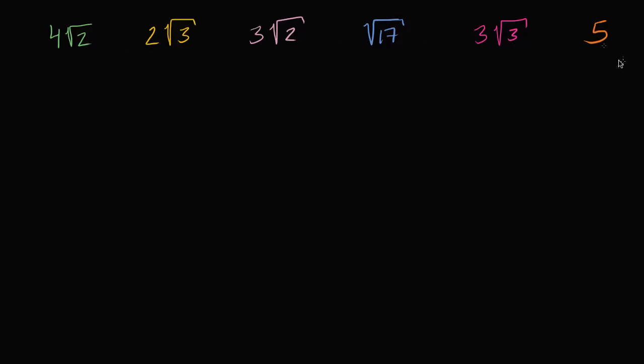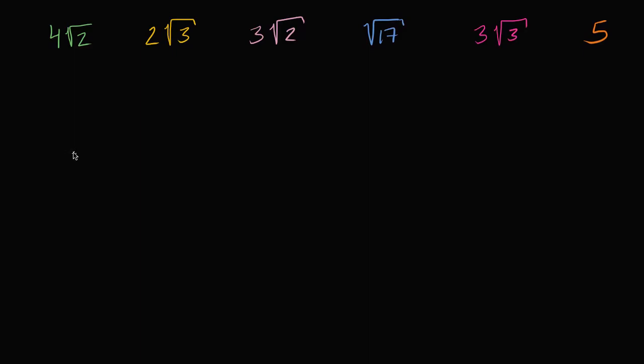I have 6 numbers here, and you see that 5 of them are irrational. They involve the square root of a non-perfect square. And my goal, or our goal in this video, is without a calculator, see if we can sort these numbers from least to greatest. And like always, pause this video and see if you can do that.